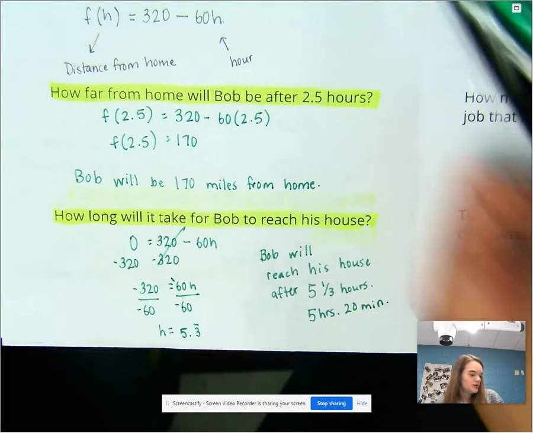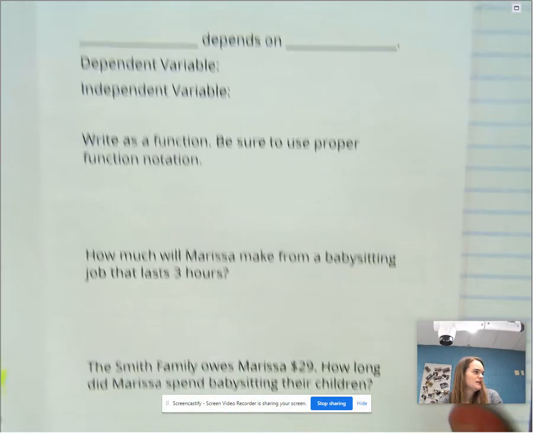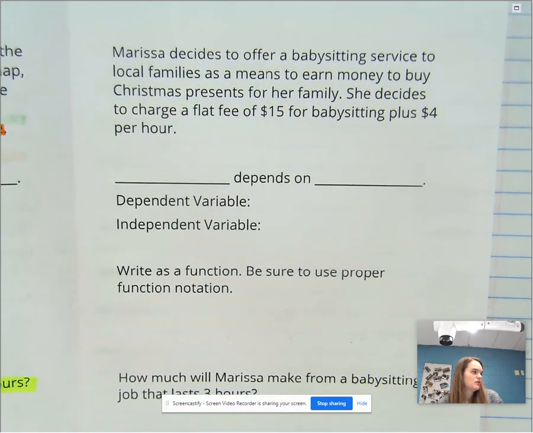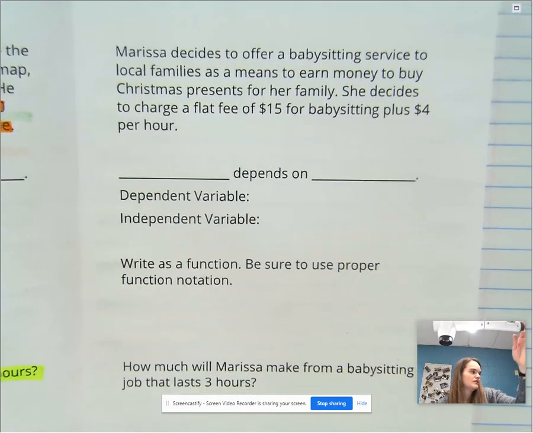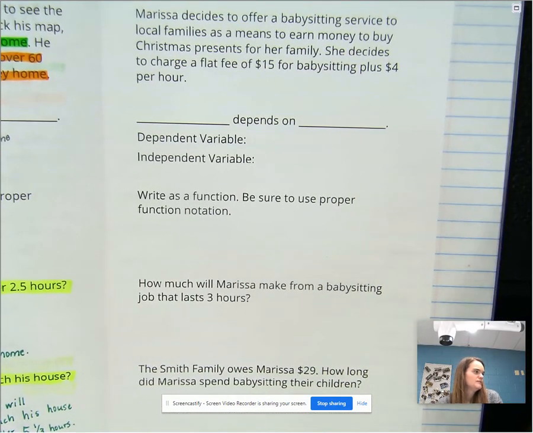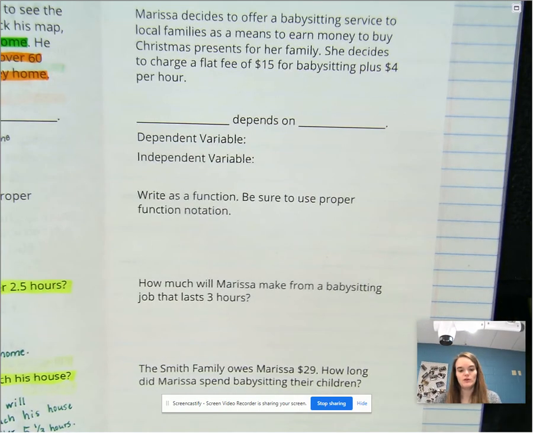Okay, last one, page 29. I'm going to leave this one here. I want you to write the function and solve the questions. I'm going to zoom out so you can see the whole thing. There's the whole thing. I want you to do the whole thing. Pause the video, do it, and I'm going to go ahead and start.